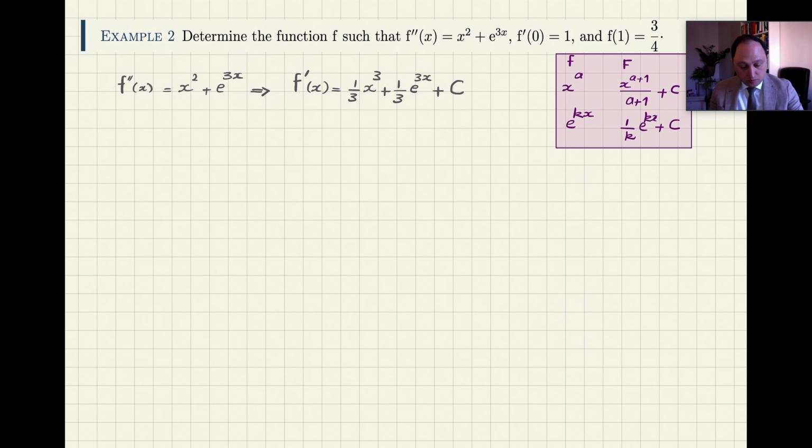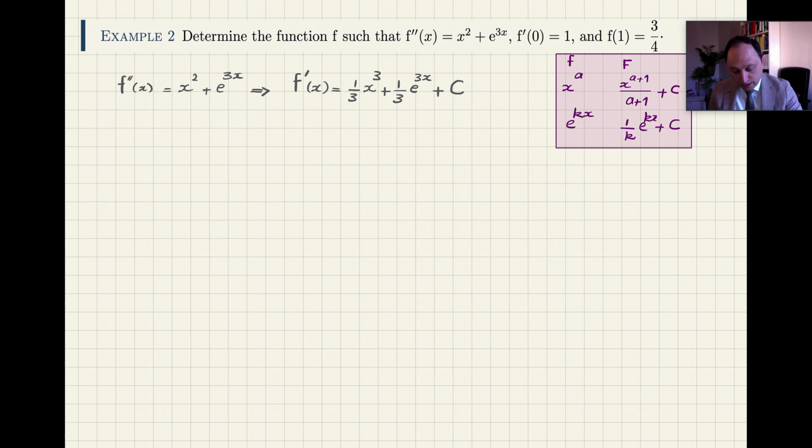Okay, but you see that this constant should be fine-tuned in a way that the derivative satisfies this given condition. So what does that mean? It means that if you go to your first derivative f prime and replace x with 0, the answer is supposed to be equal to 1. Okay? This will provide you the opportunity to fine-tune this c and determine that c exactly.